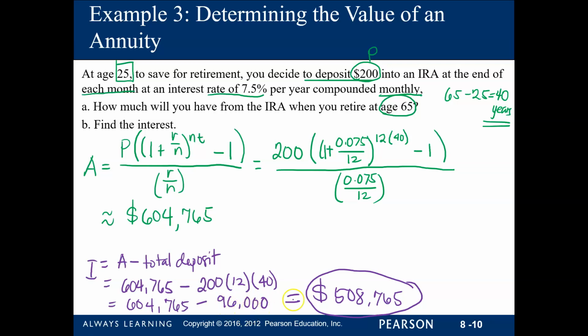But you earned more than $500,000 after the 40 years when you put your deposit for retirement into an IRA. So that is a really good amount of money. You can live comfortably when you do your retirement with this amount of money at the end of 40 years. All right? Okay.